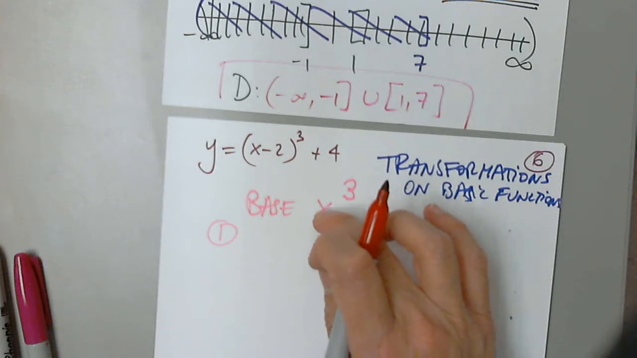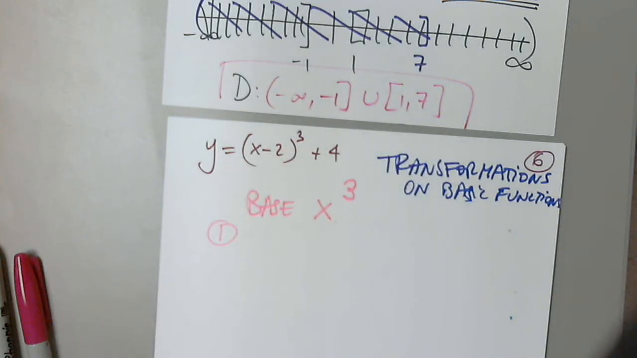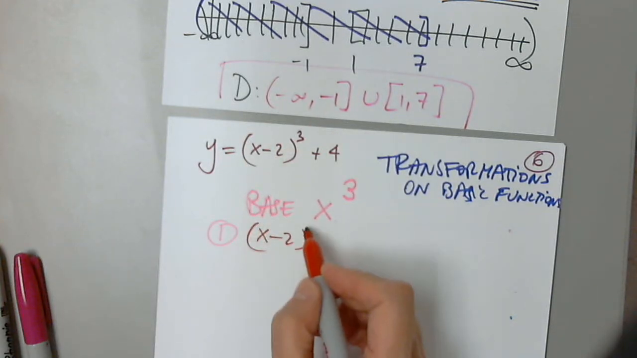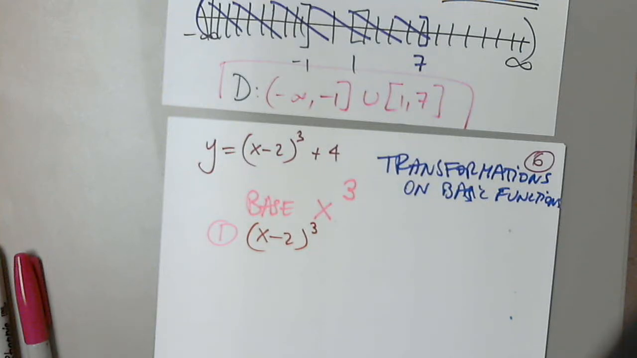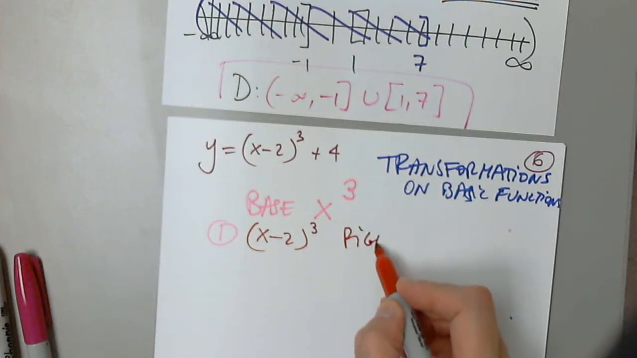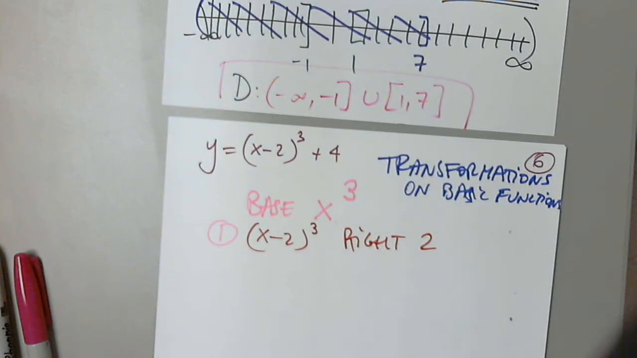When we change x into x minus 2, so x minus 2 to the third power. What transformation is this? Horizontal translation. Yes, horizontal shift, perfect. To the left or to the right? To the right. Right 2. Do we understand why it is to the right?